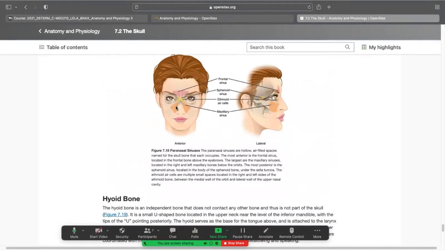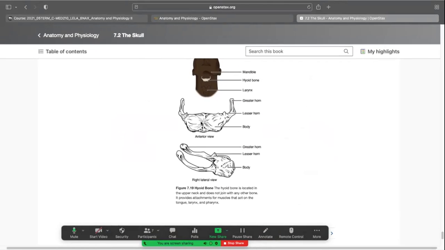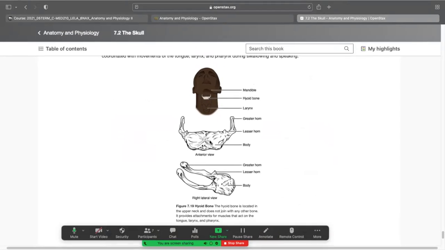Okay. And another view of your sinuses or your paranasal sinuses, because this is your bone and they're alongside of your nose or your nose bone. Hyoid bone, that's that extra bone that's right here. It's floating.